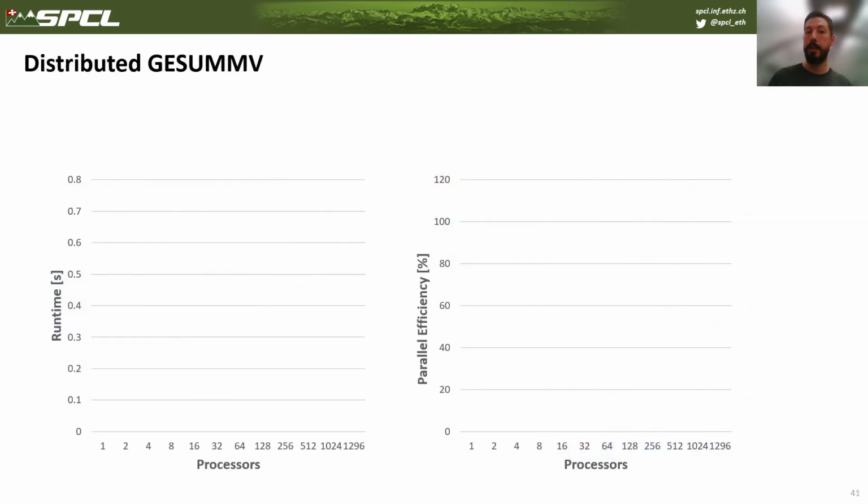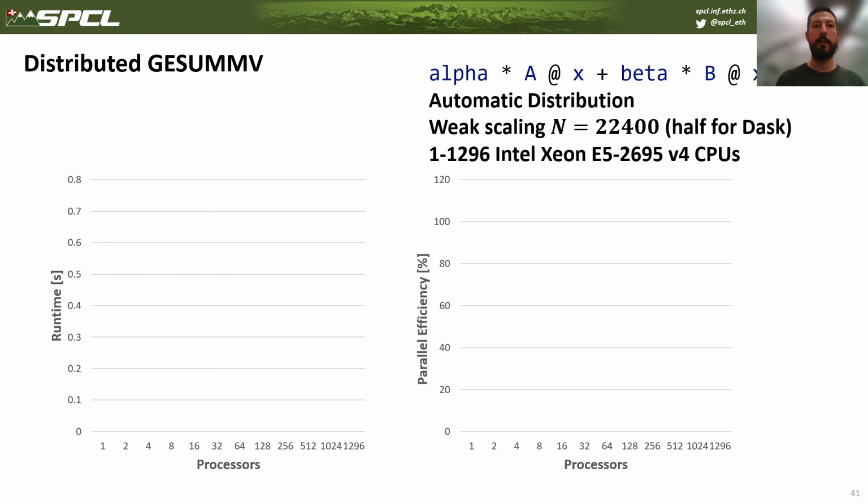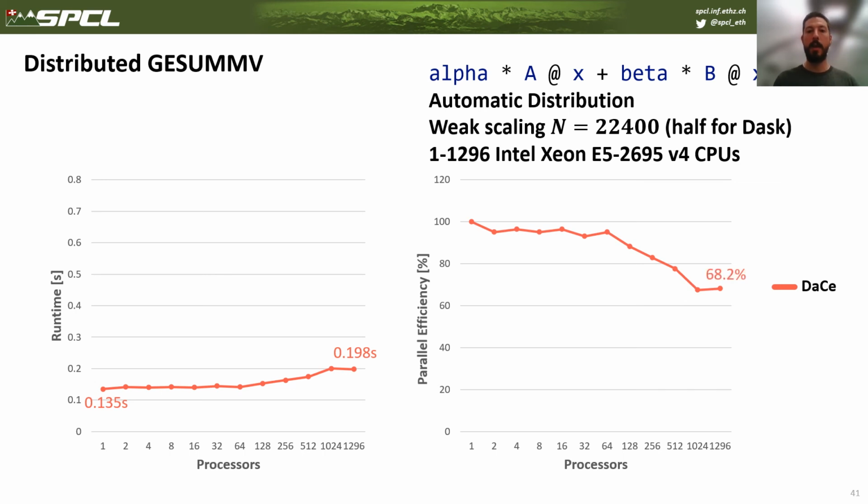And let's see right away an actual example. So there is the GESUMMV kernel. This kernel consists of matrix vector multiplications, and we perform quick scaling experiments on the Piz Daint supercomputer up to about 1300 CPUs. Now on the left we have the runtime execution, and on the right figure we have the parallel efficiency. And Dace achieves at scale almost 70% parallel efficiency.